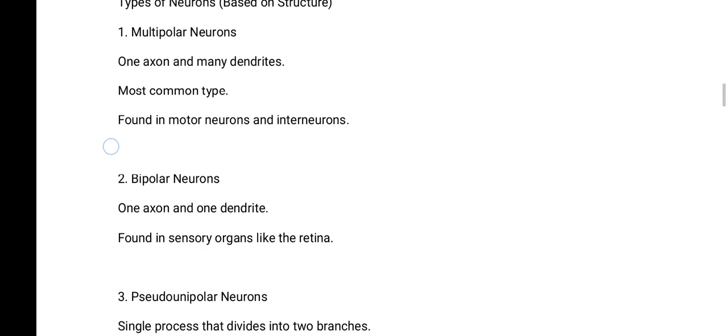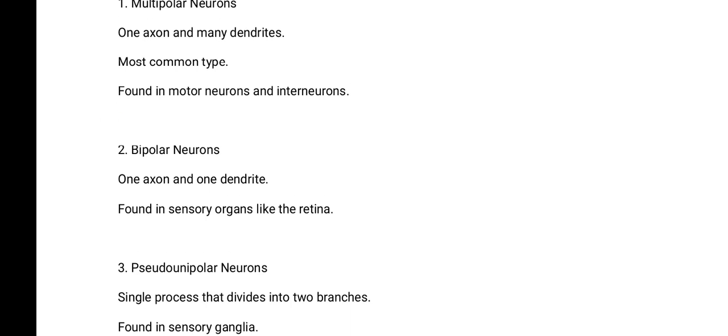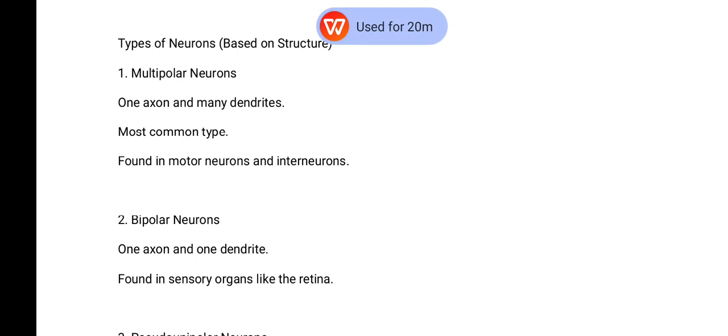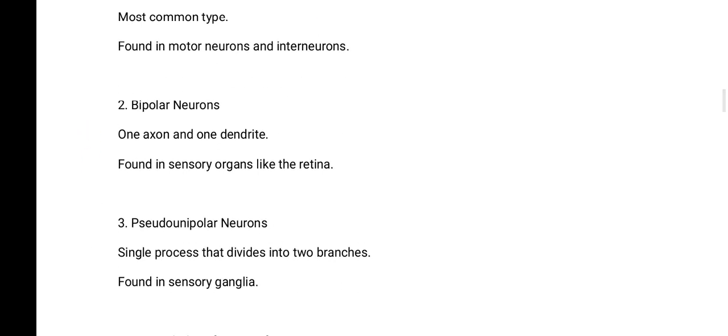Then we have the bipolar neurons. These bipolar neurons have one axon and one dendrite. But the multipolar neurons have one axon and many dendrites, so note the difference between the two. Bipolar neurons are mostly found in sensory organs like the retina, which is found in the eye. It only has one axon and one dendrite.